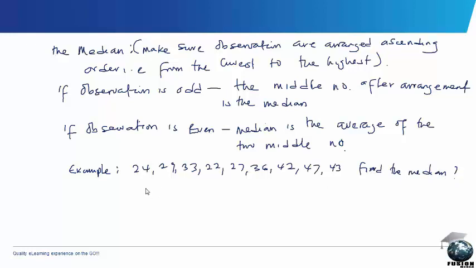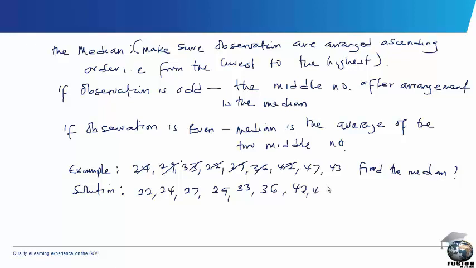Okay, so how you go about this, you have to arrange in order. You can arrange in ascending or descending order. But in ascending order, 22 comes before 24, and then 24 follows. Look at the numbers very well. 27 comes, and then 29 comes. Okay, and then 33 comes, and then 36. Okay, and then you have 42, 43, 47, and so these are the numbers we have.